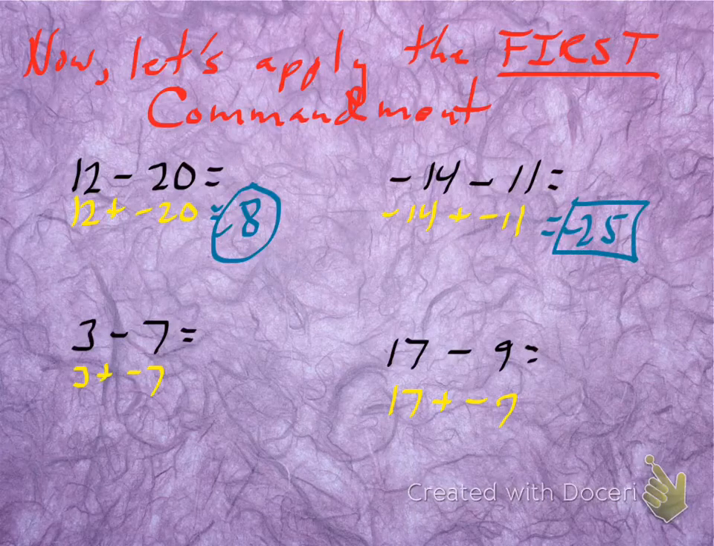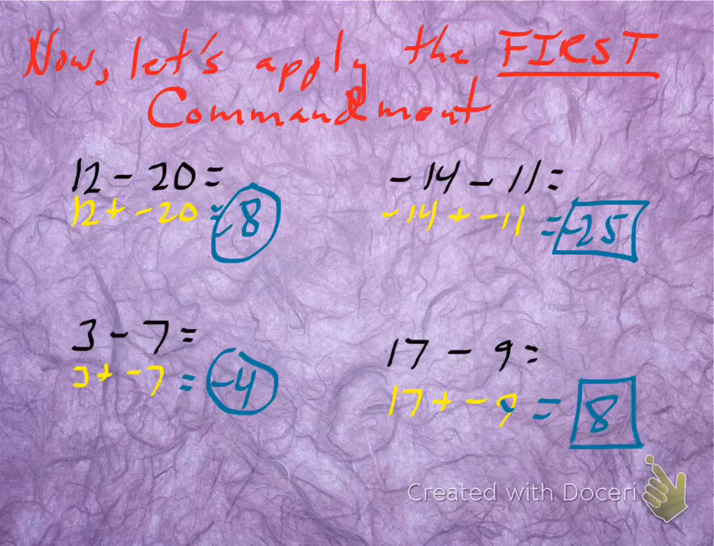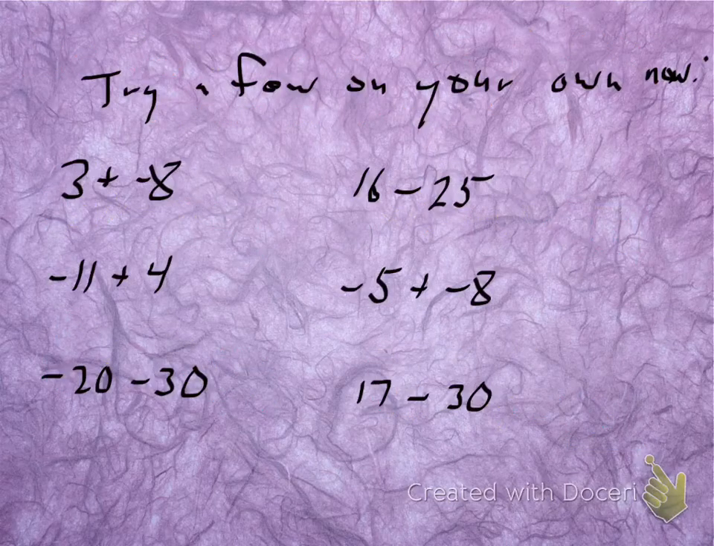3 plus negative 7. They're different signs, so find the difference, which is 4, keep the negative. And finally, the last one, 17 plus a negative 9. One's positive, one's negative, so the difference is 8, and the positive wins the tug of war, so we get positive 8. So that is applying the first commandment first to change the black expressions into the yellow ones. And then again, we apply the second and third commandments to find the actual sum of the integers.